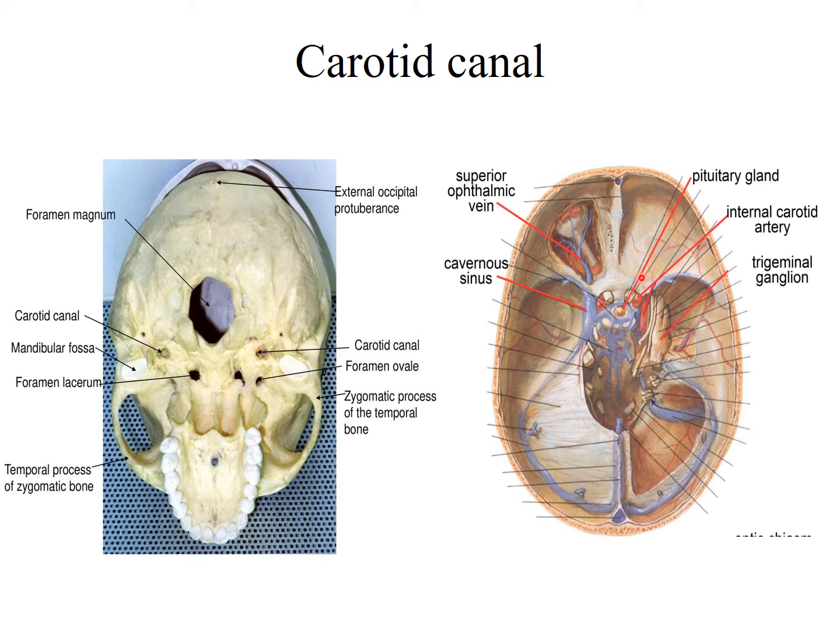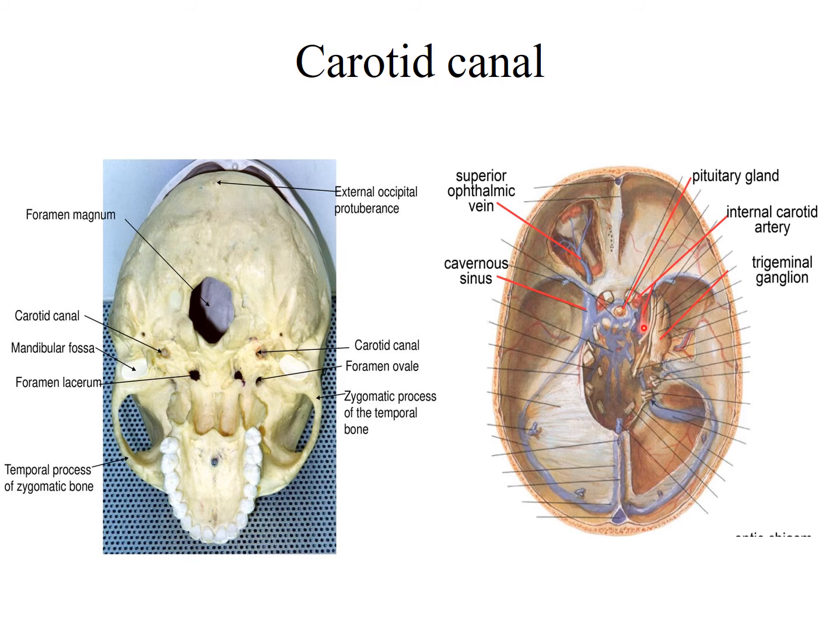So this is the base of the brain. This picture shows the base of the brain, the base of the skull, and this picture is the cavity of the skull, the cranial cavity. So it enters through the carotid canal, then it enters into the cranial cavity, and here you can see the internal carotid artery. It comes out through the foramen lacerum.